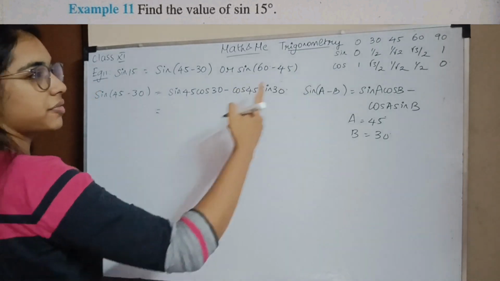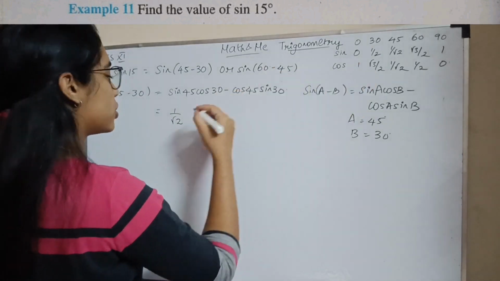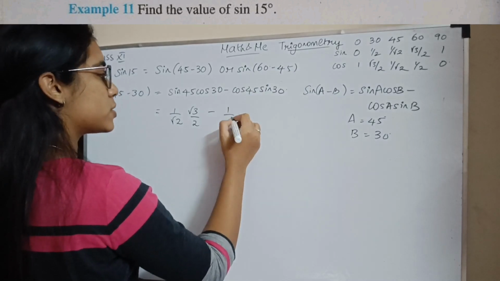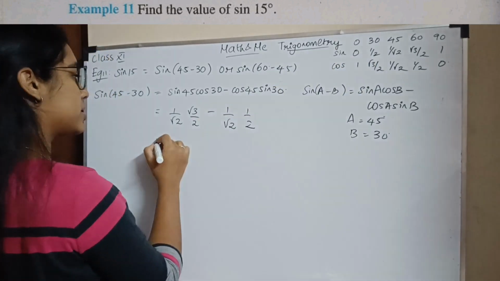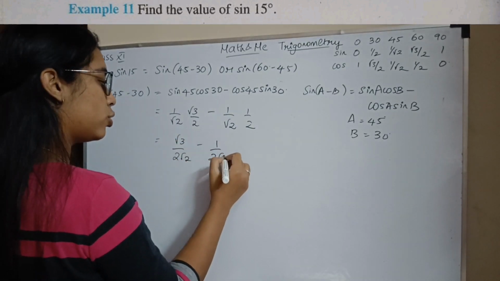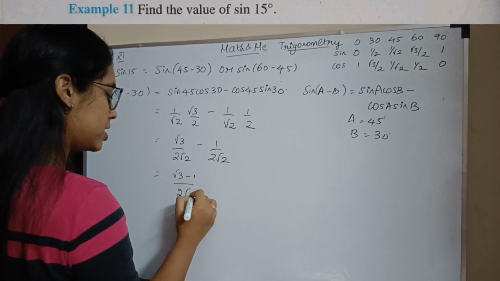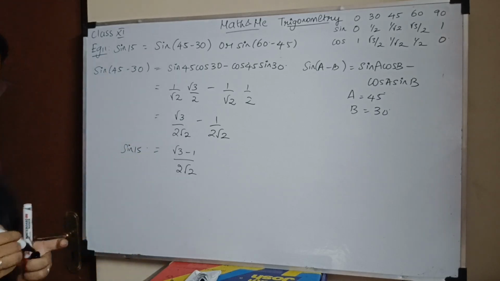Okay. So sine 45 is 1 by root 2. Cos 30 is root 3 by 2 minus cos 45 is 1 by root 2. Sine 30 is 1 by 2. So this will be root 3 by 2 root 2 minus 1 by 2 root 2. Common denominator, so I have root 3 minus 1 divided by 2 root 2. This is the value of sine 15. Okay.